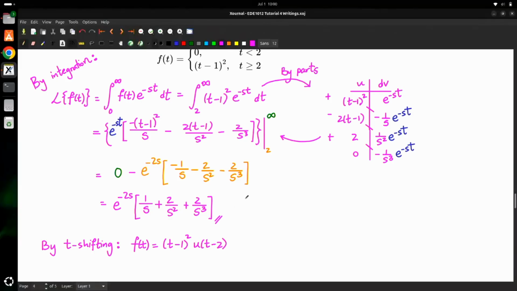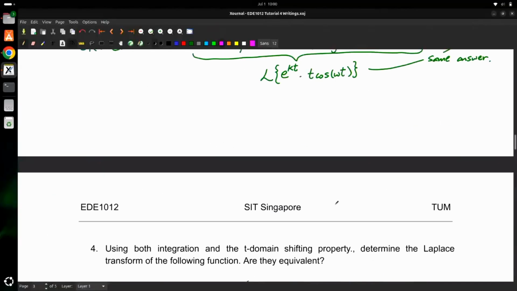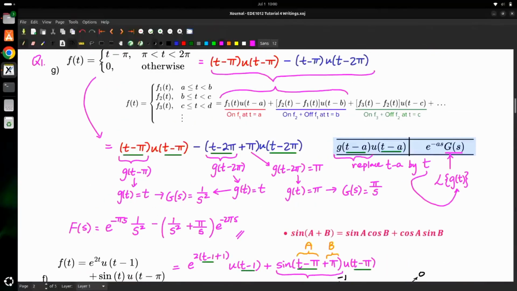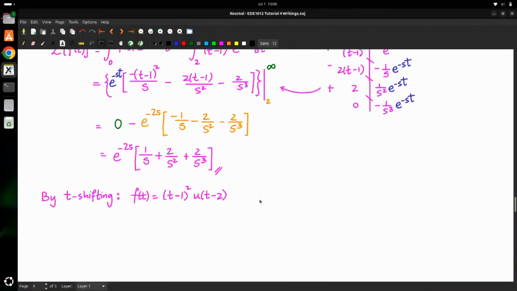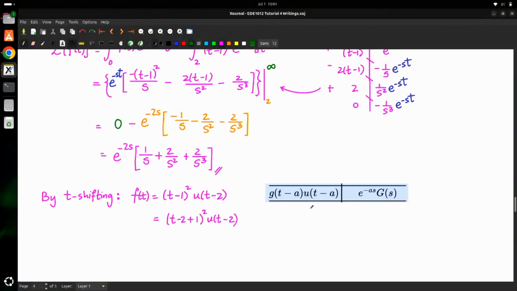But this one is not in proper form. The g of t minus a, u of t minus a form, once again, we need to rewrite it in that manner. You notice the same trick will appear. This t minus 2, then t minus 1, so obviously you change it into t minus 2. But this is minus 1, so you have the plus 1. Then square. Once you have that, you've got the proper form nicely in place.